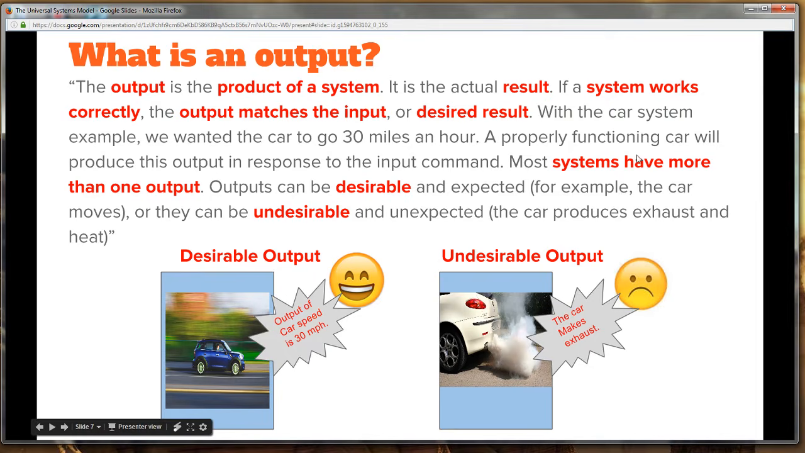Most systems, though, have more than one output. Outputs can be desirable and expected. For example, the car moves and goes 30 miles an hour, or outputs can be undesirable and unexpected. For instance, the car produces exhaust and heat.